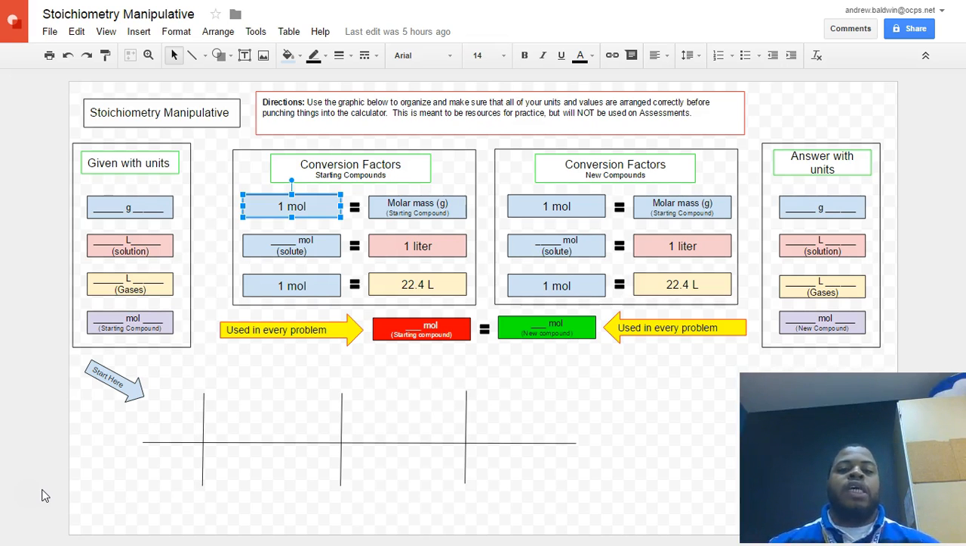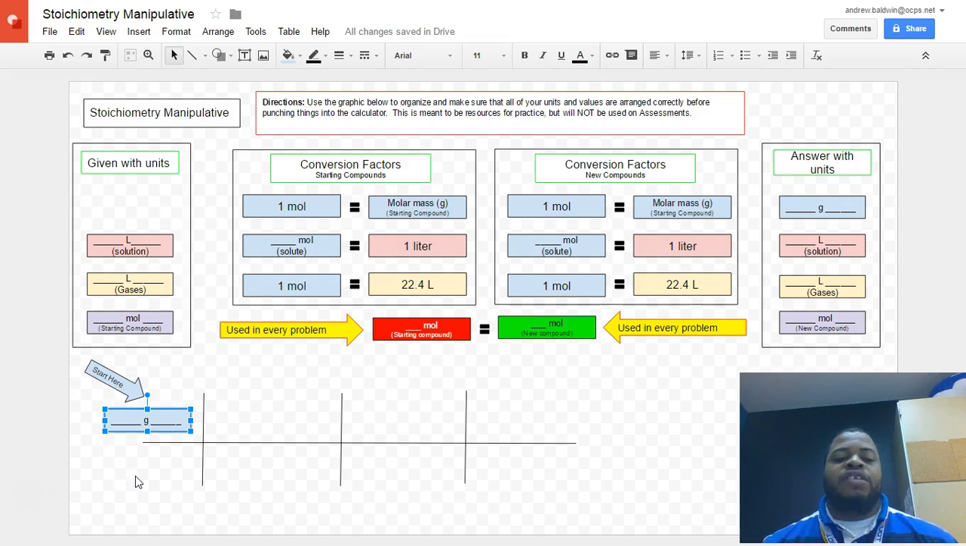So if you notice, there are four different categories that we're looking at here. There's the given with units, whatever unit we happen to have, the starting conversion factor, the ending conversion factor, and then whatever the units are on the other end. And these are going to be determined based on what the question asks. What do I mean? Well, say I'm given a question that starts in grams. And so what I'm going to do is I'm going to take this and I'm literally just going to drag it and drop it in place.